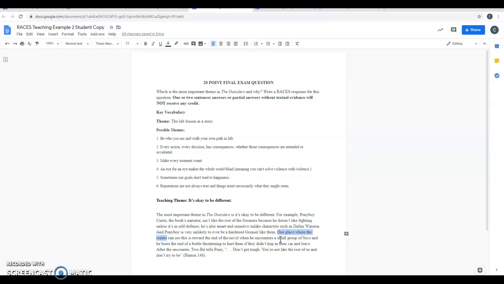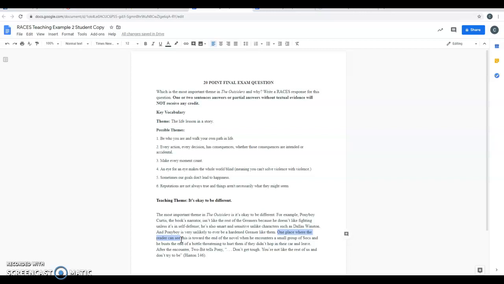One place where the reader can see this, please use this lead-in. It will help create a smooth transition between your previous sentence and the textual evidence you provide. So once again, one place where the reader can see this is toward the end of the novel when he encounters a small group of Socs and he busts the end of a bottle, threatening to hurt them if they didn't hop in their car and leave.